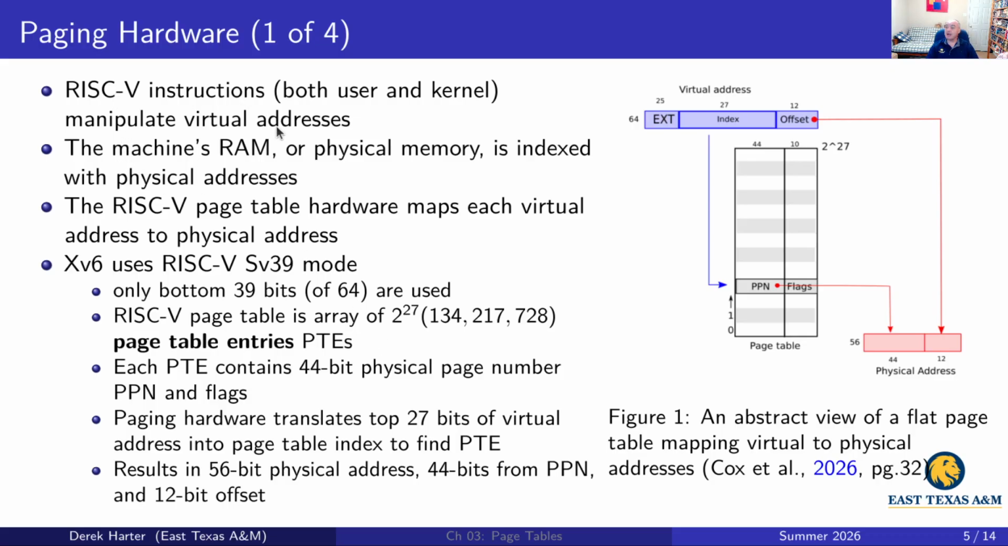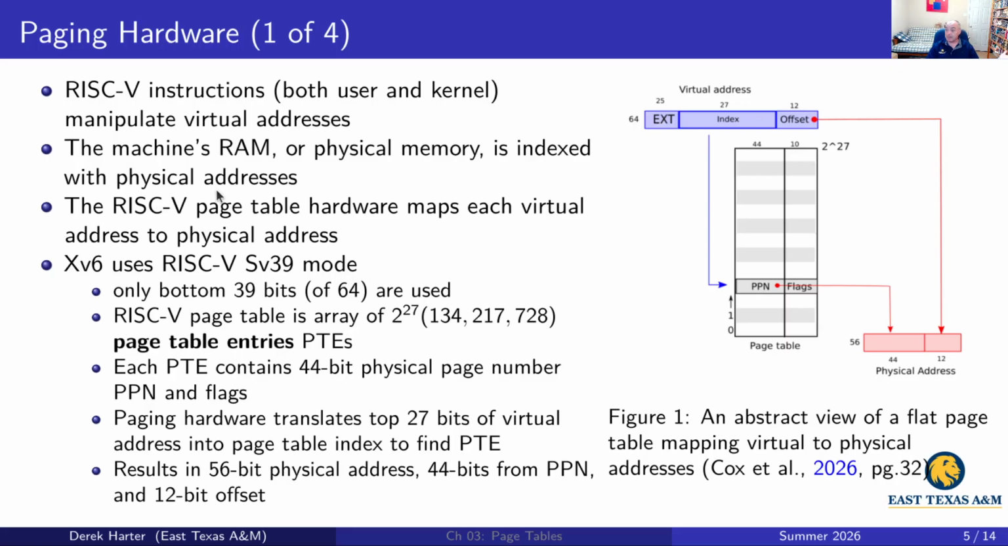So for RISC-V instructions, both in user mode and kernel mode, only in machine mode is this page table translation not done. Once you switch into supervisor mode, every reference to a memory address is going to go through this translation process that's described here.